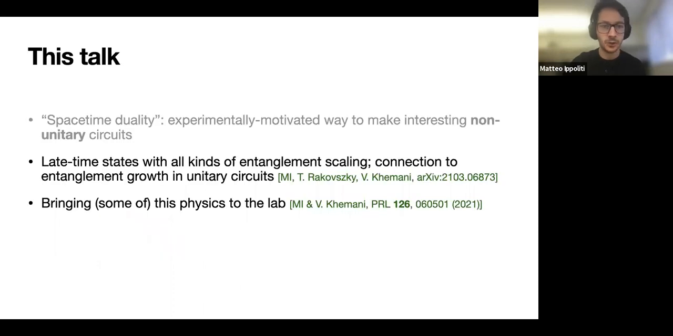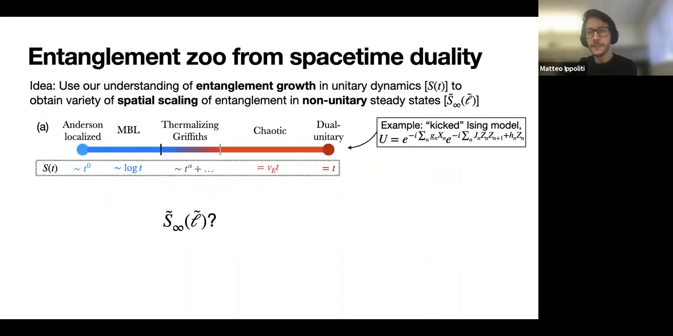So I'm going to go through our first application of this idea, which is realizing interesting steady states. As you may imagine, because we're exchanging the roles of space and time, there might be a connection between entanglement growth in unitary circuits as a function of time, so S of t, with the spatial scaling of entanglement in these flipped circuits, so S twiddle of L twiddle. Naively we're exchanging space and time, so we might expect a relationship there.